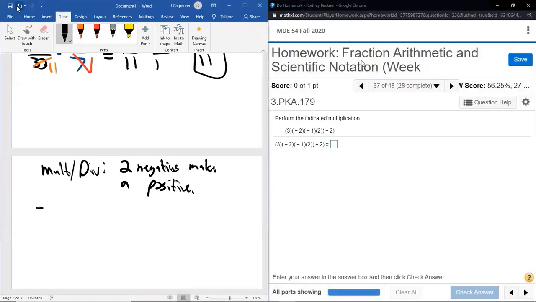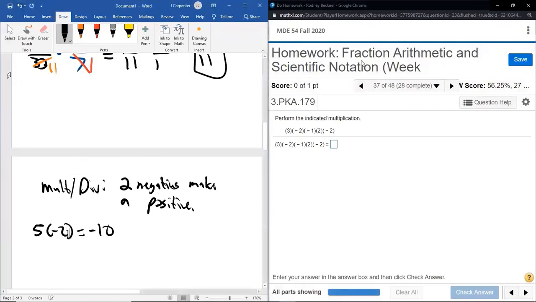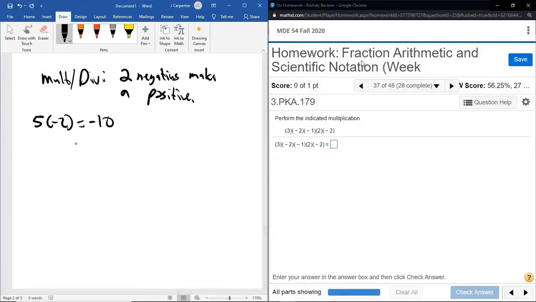So if I have something like 5 times negative 2, that's negative 10 because that's a positive and a negative. But if I had negative 5 times negative 2, that would be positive 10.